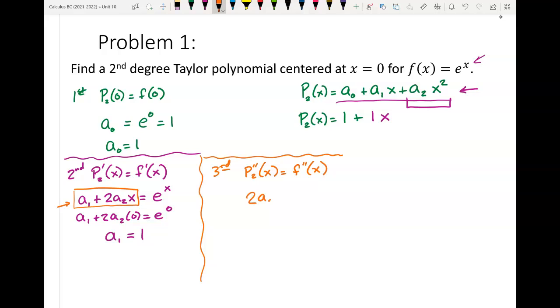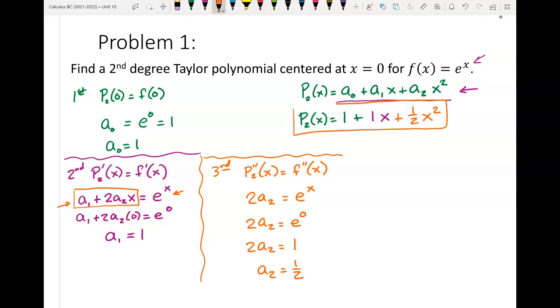Just 2a sub 2, and the second derivative of the function is still e to the x. I plug in 0, and I have 2a sub 2 equals e to the 0. So 2a sub 2 equals 1, and so a sub 2 equals 1/2. I go ahead and put that into my polynomial. So I have 1/2 x squared. All right, and there is my answer.